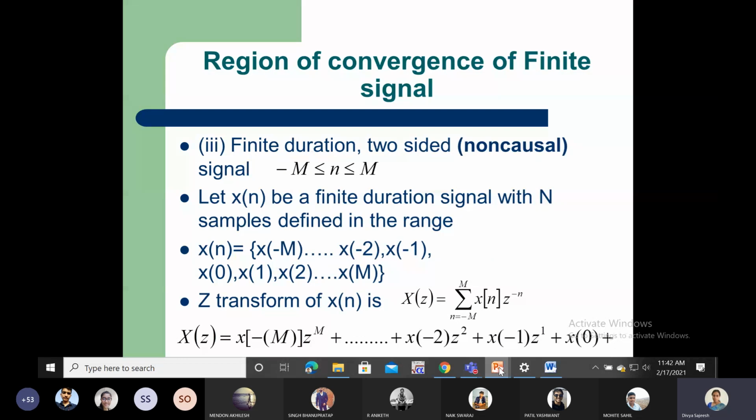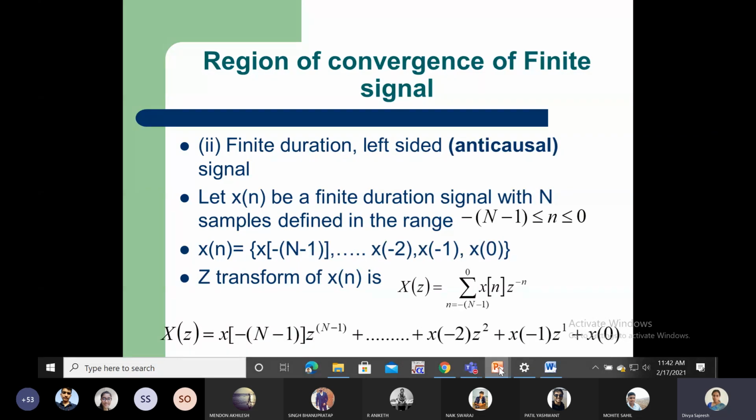So that slide is missing. So what is the region of convergence for the finite duration left-sided signal? From the equation, can anyone tell? For the right-sided, it was the entire Z plane except Z equal to 0.